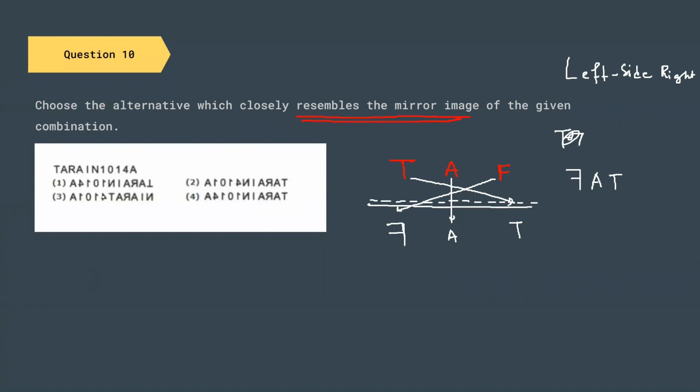Once it is done, let us try this question. We have T A R A I N 1 0 1 4 A. So this is our character string. T will remain as such only. Then A will remain like this only. R will come here, but it will be translated left side right, so R will look like this. Then A will look like this, and N is going to change.